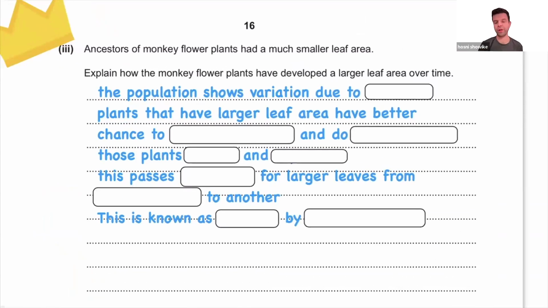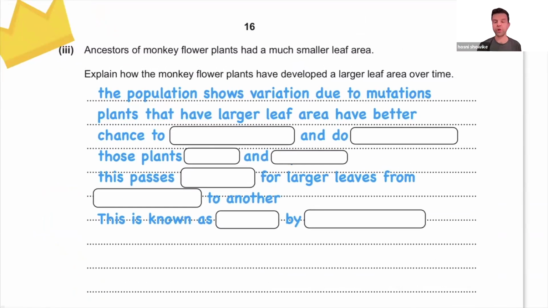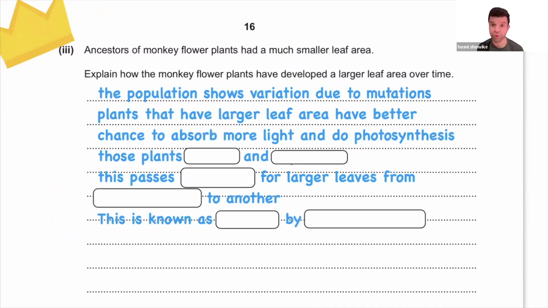So I'm going to say first, there is variation among those plants due to mutations. Plants that have larger leaves have better chance to do photosynthesis because they absorb more light. So those plants would survive and reproduce. And this plant that has survived, when it reproduces, is going to pass, now here's an important term, it's going to pass alleles.